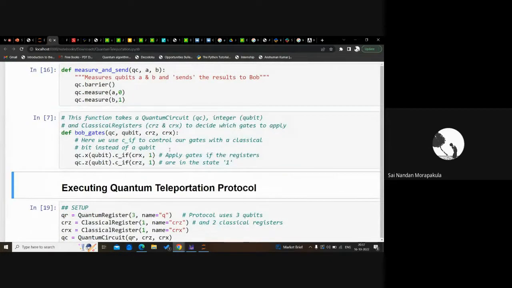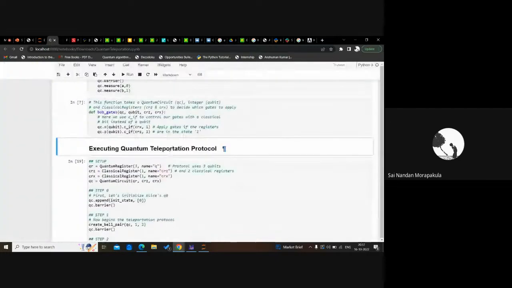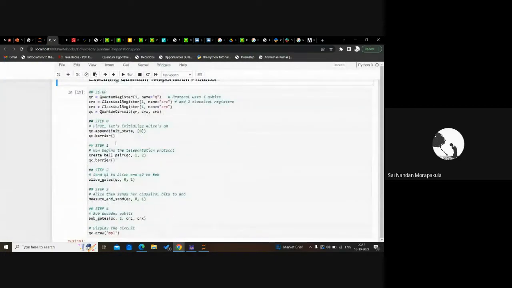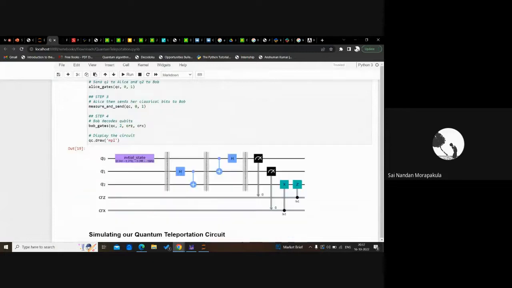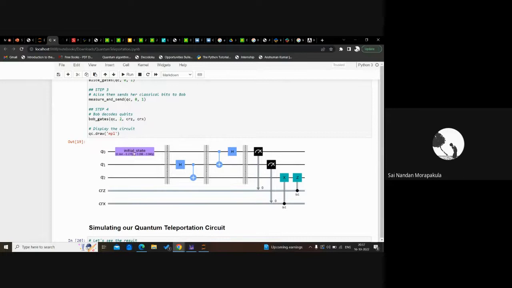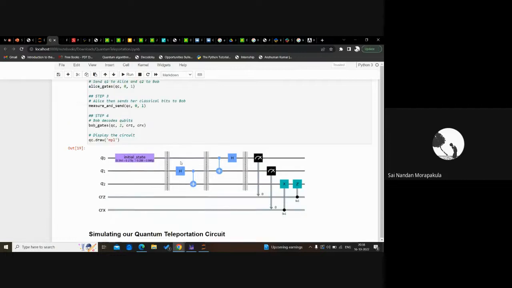So I'll run it. I did nothing, but I added all of these here. I just appended all of those steps. As you can see, I also added barriers. So first we have an initial state. This is the state Alice has got. It is trying to send this to Q2. That is the main agenda. So Q1 should be equal to Q2 at the end. This is the initial state, and once you measure at the end, Q2 should be equal to this initial state. For that, we are following the quantum protocol that was discovered by the scientists. So I'll run this quickly.